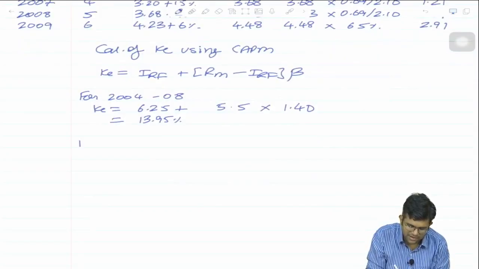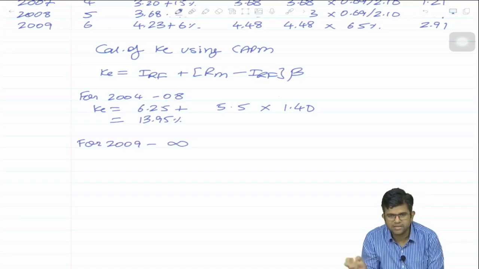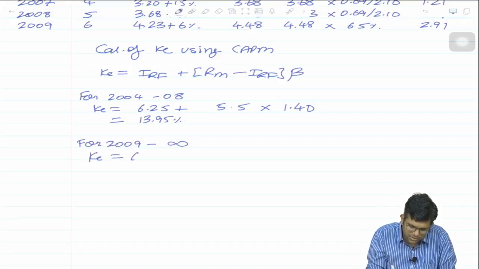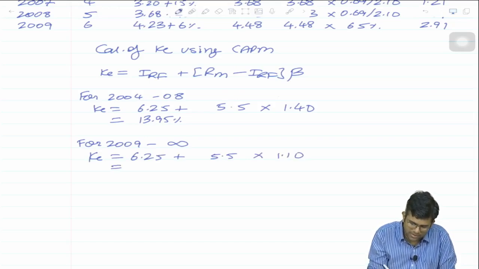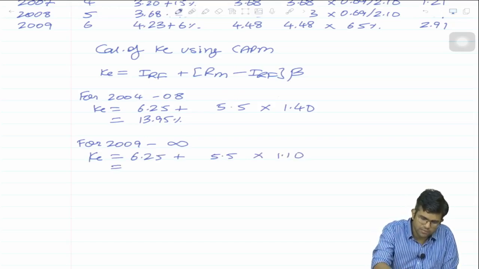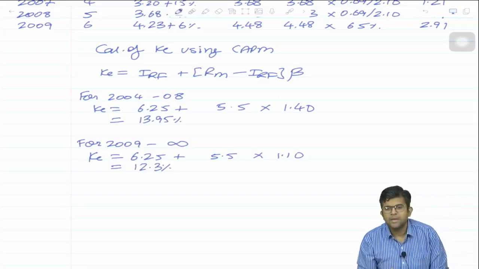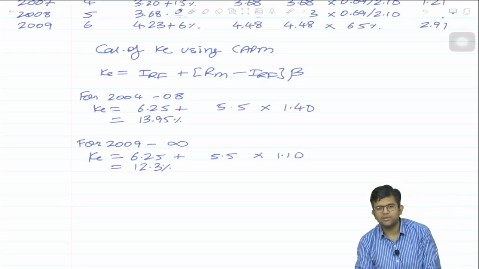And then I will write for 2009 to infinity, for the next period, KE will be, same calculations I'll do. KE is equal to 6.25 plus 5.5, just the beta from 1.4 is going to change to 1.1. So according to the question, 1.1 into 5.5 plus 6.25, and this comes to 12.3%. So students, with that we complete the calculation of KE.